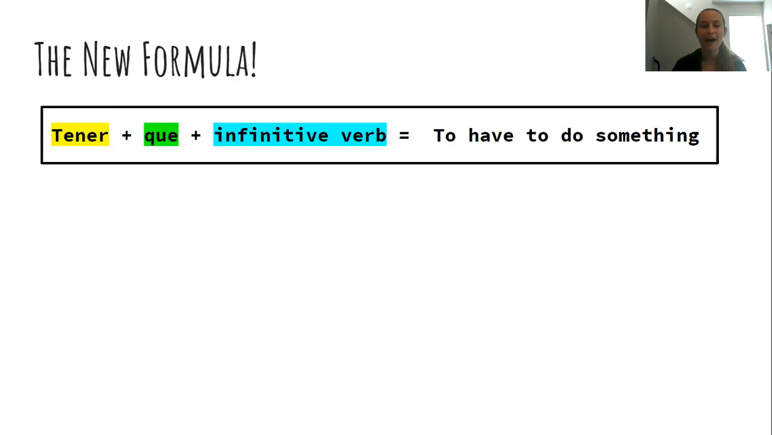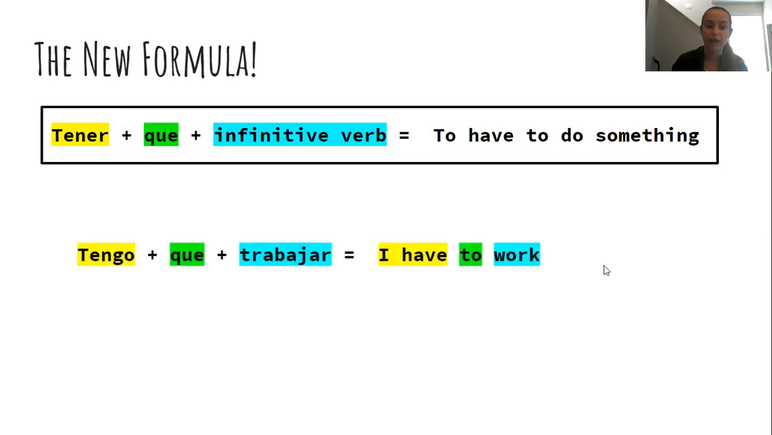To talk about having to do something, the formula for saying that is tener, que, and then the infinitive verb. Maybe you remember an infinitive verb is a verb that has not been conjugated. So instead of trabajo, which is in the yo form conjugated, trabajar is an infinitive verb, not conjugated. Whenever we use this formula, the only thing that actually has to change is tener, right at the beginning, to fit the person who has to do something.